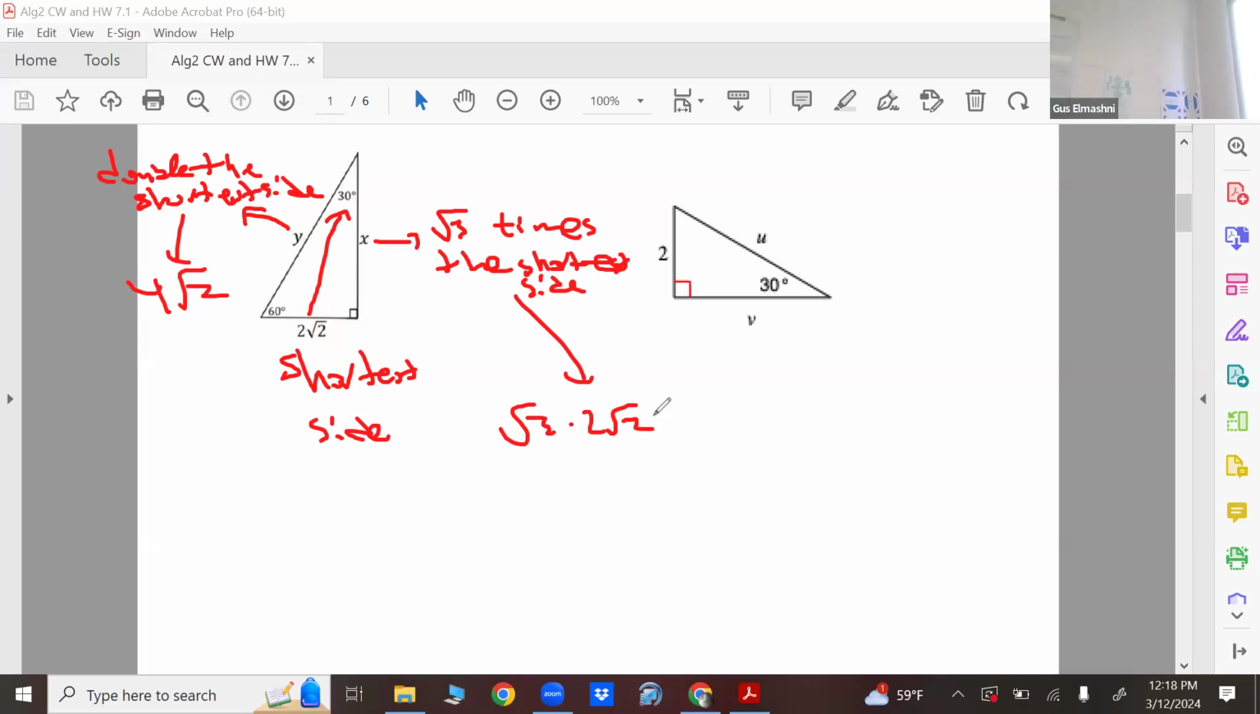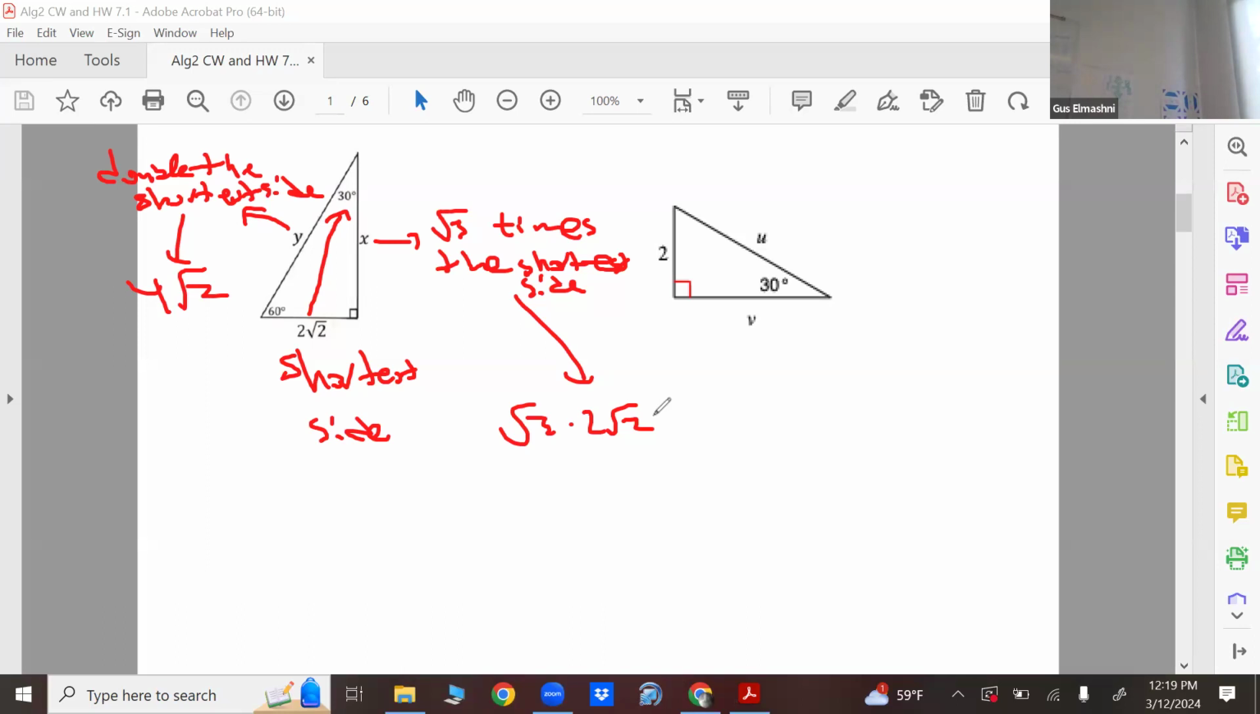Just to back up a little bit so I don't go too fast. Do you see why that's the short side? It's opposite the smallest angle, and we're told that. We now know the hypotenuse is double the short side when it's a 30-60-90 triangle. So let's double 2 root 2, that's 4 root 2, great. And then the middle side is root 3 times this. That's what I just did.